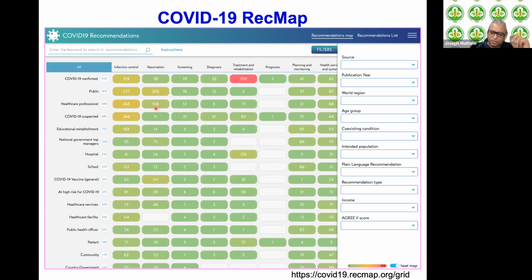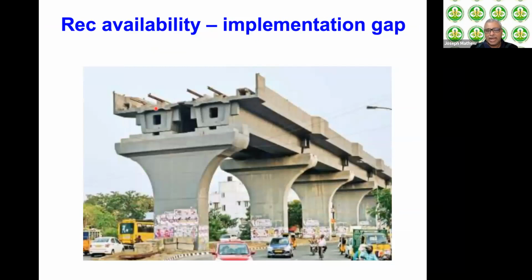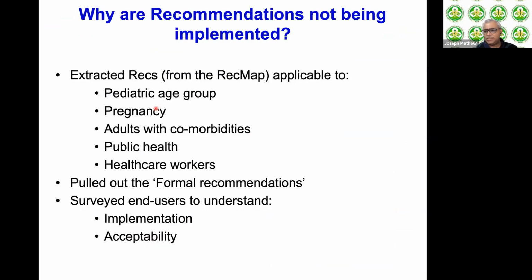But I was put off to learn that people in our country were not using this. So the guideline recommendations were available, but they were not being implemented. This was like having a highway which soars up into the sky, but then doesn't go anywhere. It just remains there. So the gap between the availability of recommendations and their implementation led us to wonder why. We took a side project with some support from Guidelines International Network, and we extracted recommendations from the RecMap on a broad variety of issues like pediatric age group, pregnancy, etc.